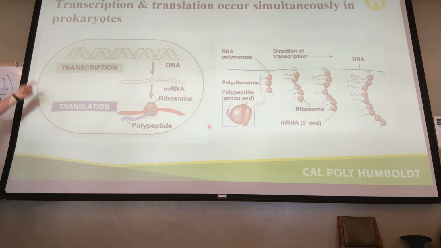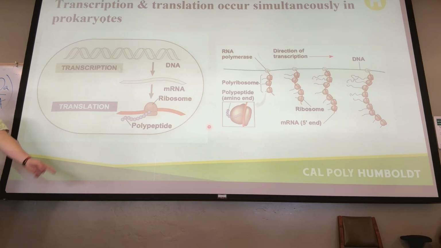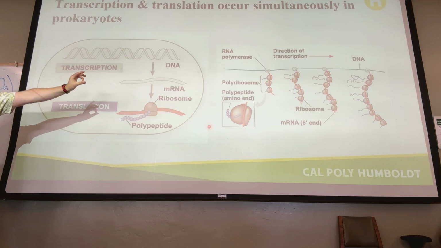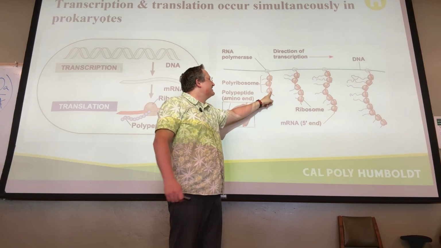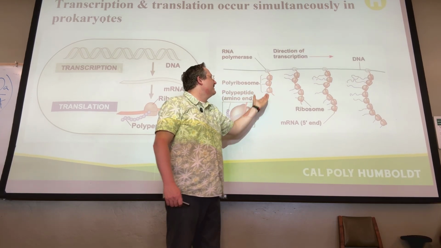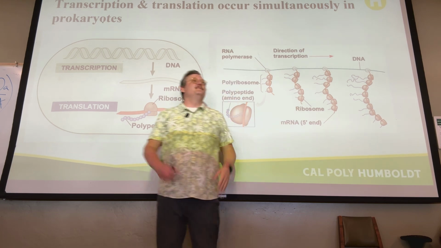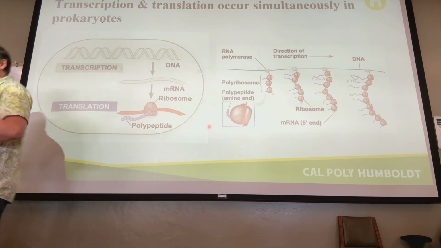In prokaryotes, all of this is happening in the cytoplasm. There's no nucleus, right? So transcription can finish, or transcription can be in progress, right? You're making the RNA transcript, and as it's extending from RNA polymerase, you can already be attaching ribosomes. So transcription and translation can happen simultaneously.